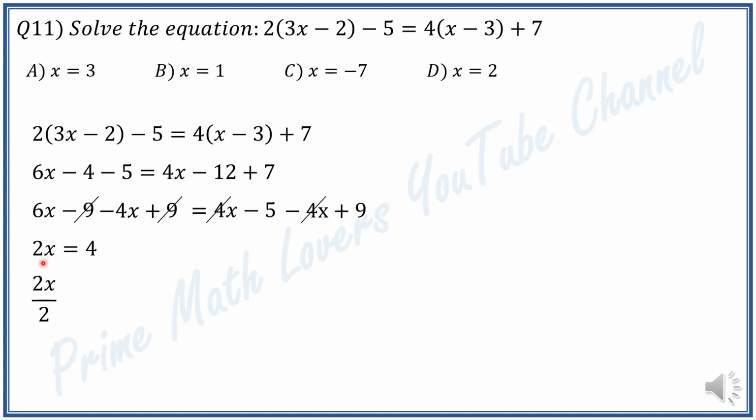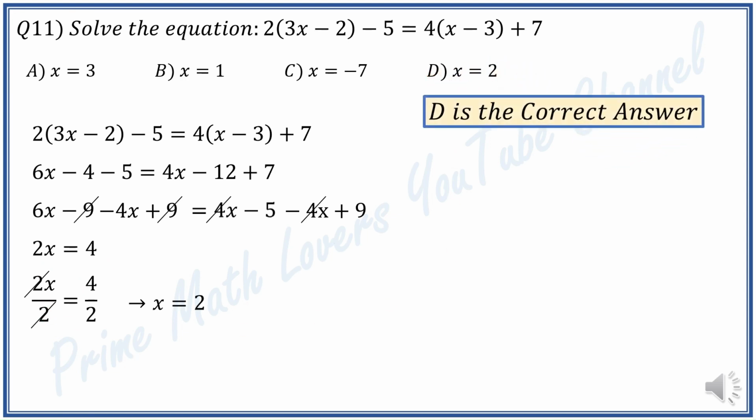I divide both sides by 2. This 2 will cancel with this one, and x is equal to 2. So D is the correct answer.